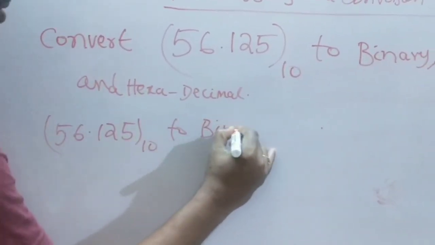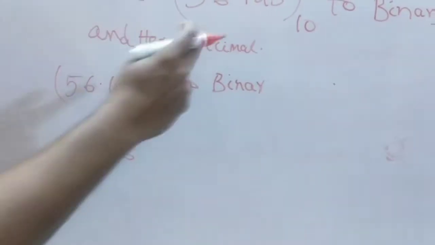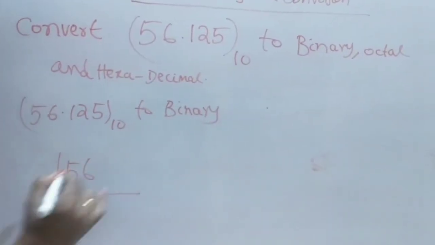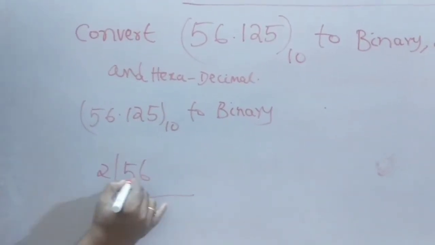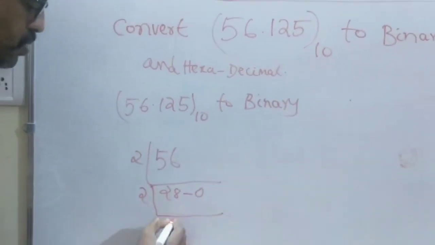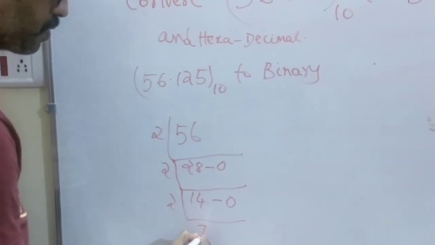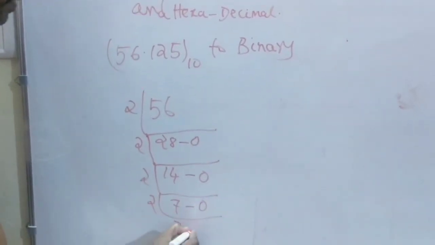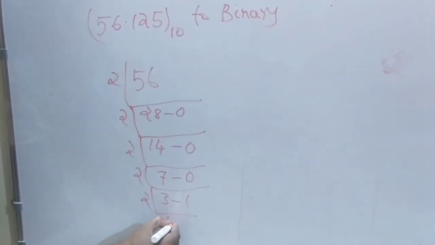Now we are going to do this. For the integer part 56, we need to divide by the base to which the number has to be converted. We are converting to binary, so divide the integer part by 2. 2 28s are 56, remainder 0. 2 14s are 28, remainder 0. 2 7s are 14, remainder 0. 2 3s are 6, remainder 1. 2 1s are 2, remainder 1.